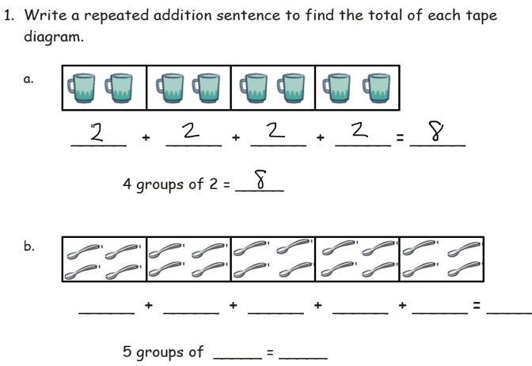Looking at the next tape diagram, I have 5 equal groups, and there are 4 spoons in each group. So we would have 4 plus 4 plus 4 plus 4 plus 4, or 5 groups of 4. Now, to come up with my total, there are a couple ways I could do this. I could group my 4s. I would have 8 here and 8 here. 8 plus 8 is 16, plus 4 more is 20. So that's one way I can come up with my final sum. 5 groups of 4 is 20.